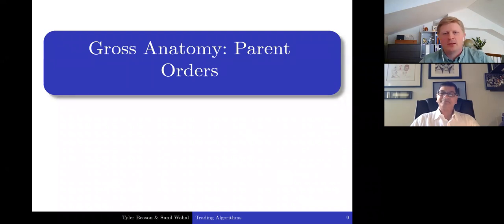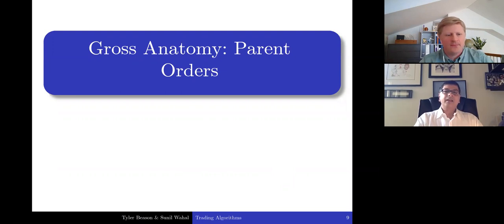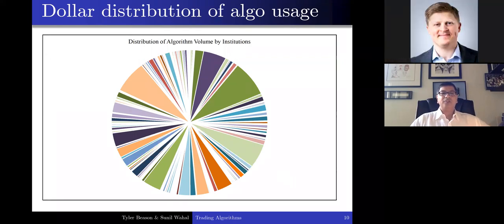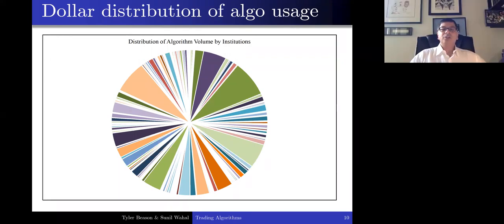Great, thanks. So let's proceed with the next segment here. Okay, so let me start talking about parent orders. This I think will help answer some of those questions. This is the dollar distribution of volume from these algos across institutions. Remember, I told you there are 961 of them.